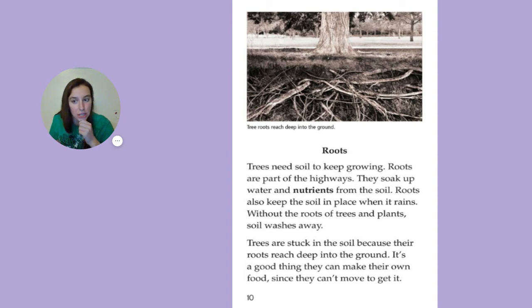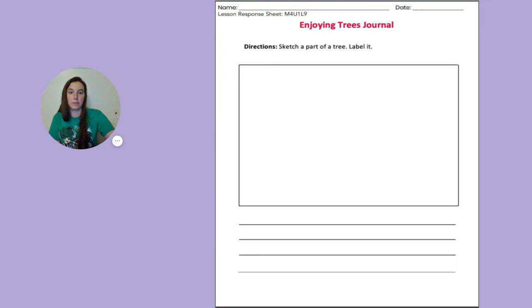Now I'm going to look at the picture a little closer. Perfect. I see what the roots look like. I see what's going on. All right. Now I'm going to look at my Enjoying Trees journal. If you don't have this journal at home, that's okay. You can pause the video and you can draw it and sketch it out yourself. If you need to pause the video right now so you can get some paper for your journal, go ahead. Now that everybody's ready, we're going to start with the sentence.